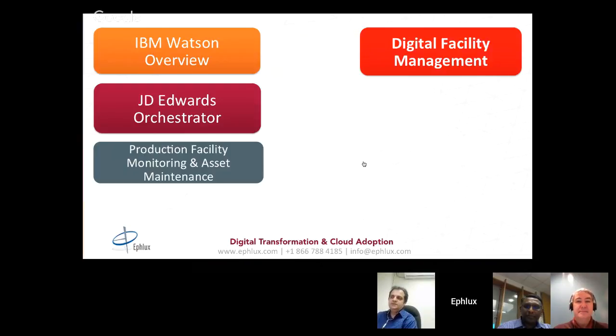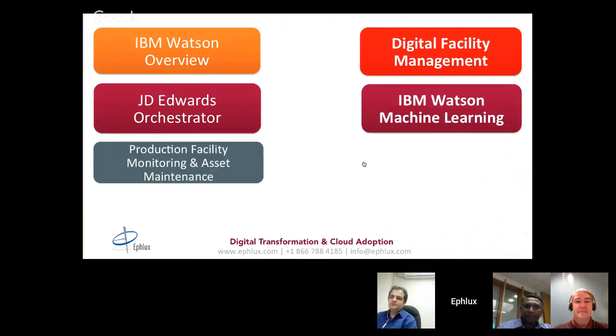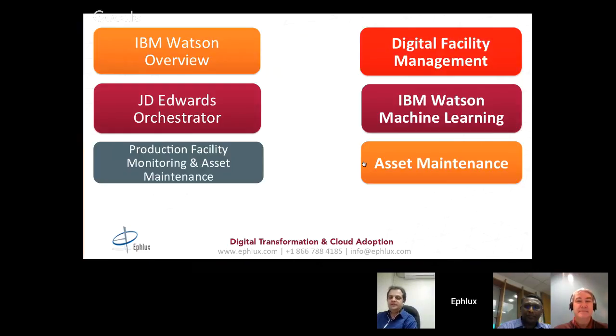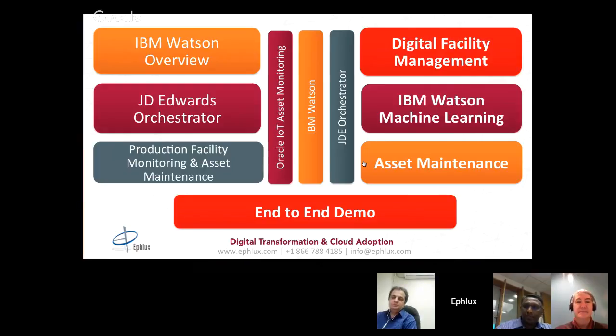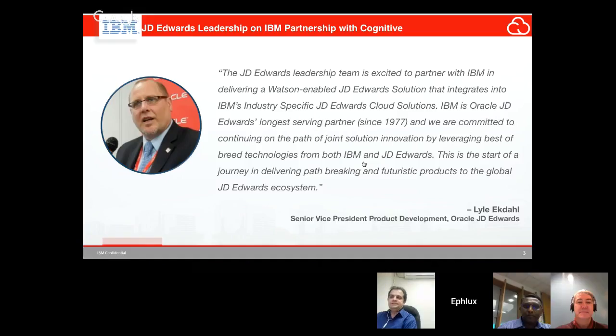What we are going to see is a digital facility management for a production facility, and how IBM Watson machine learning is going to do predictive maintenance using capital asset management modules within JD Edwards. The technologies we are going to be demonstrating are Oracle IoT Asset Monitoring Cloud, IBM Watson, and of course JD Edwards Orchestrator for an end-to-end demo. So I'll hand it over to Chaco to take us through what's the latest and greatest with regards to IBM Watson.